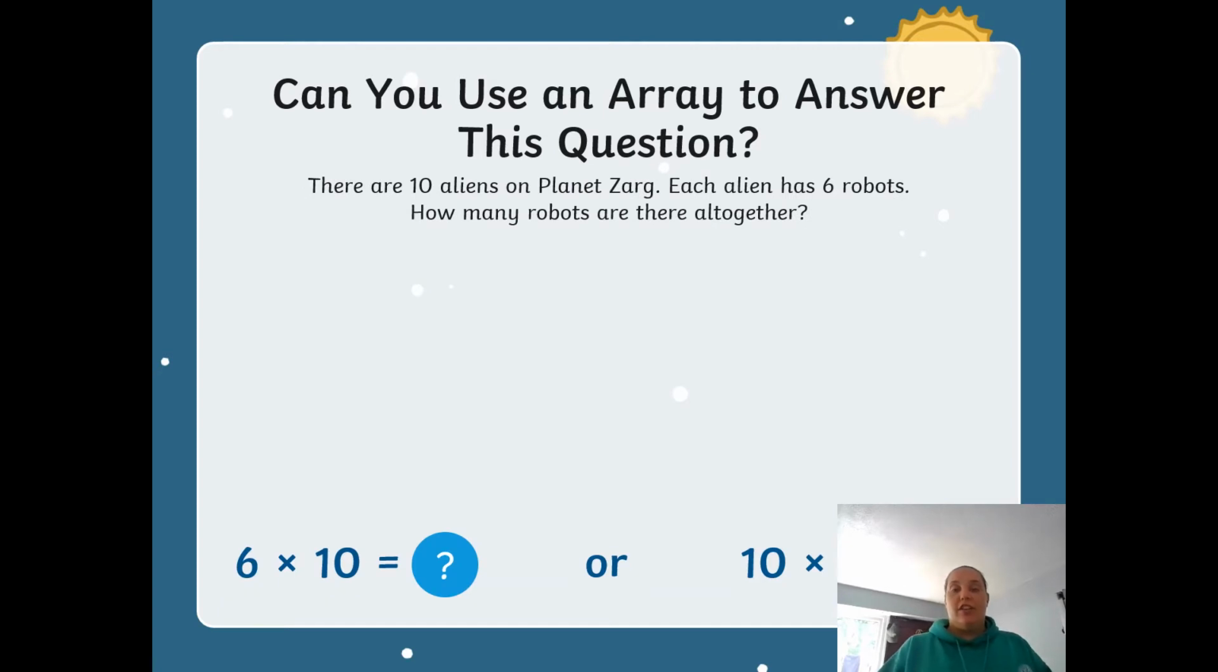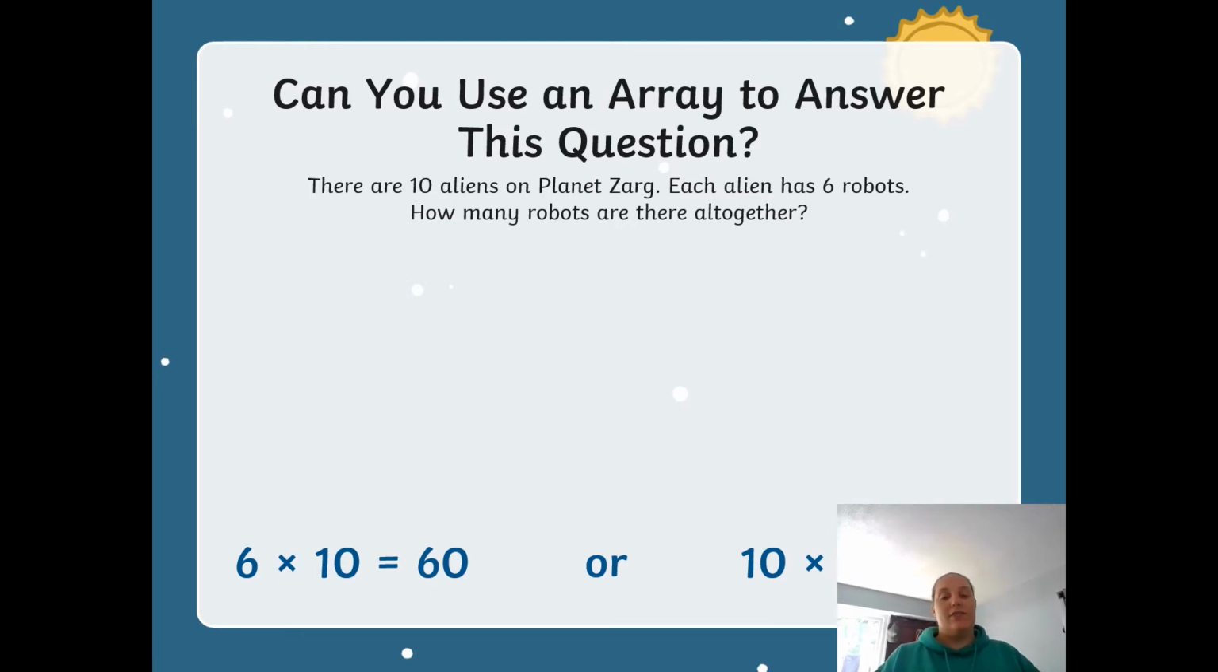So let's have a look at this one. I'm just going to close the video for 1 minute so you can see the questions. I'll bring it back up again in a second. So we have got here 6 times 10 or 10 times 6, and we've talked about it being commutative so we can swap them around. So here we've got 6 times 10 or 10 times 6, and we know that if we count in steps of 10 or count in steps of 6, we get 60.